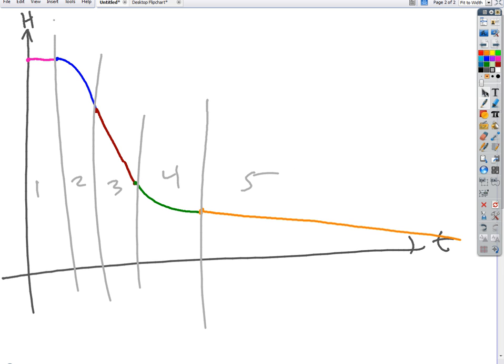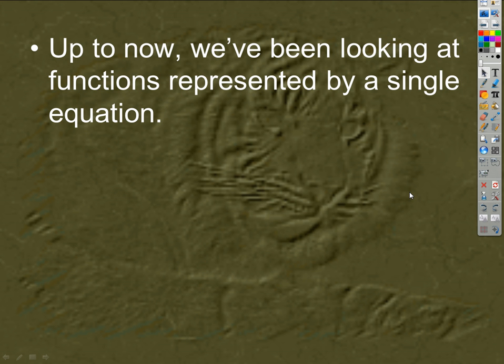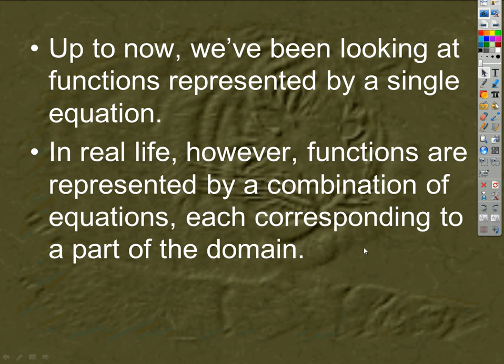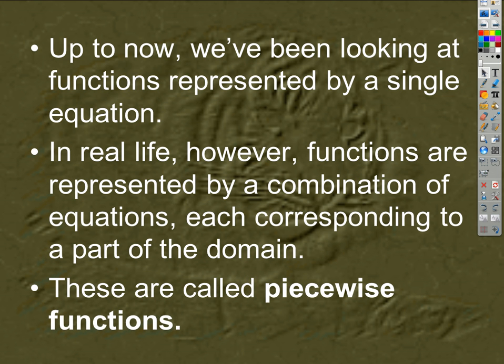Okay, so how do we go about doing that mathematically? Well, we do it with what's called a piecewise function, right? If we need to represent more than one kind of behavior mathematically, that's how we do it. Piecewise function, because it comes in discrete different pieces with different equations.